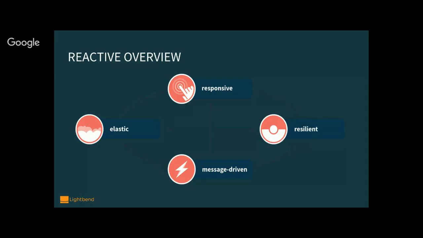This is very much like a post office, or even email, if you will, where you send a message to somebody and you don't know if they've read it yet or if they've received it yet. You won't know until they respond back to you. So the idea here is this loose coupling supports elasticity and resilience, which ultimately allows us to be responsive.